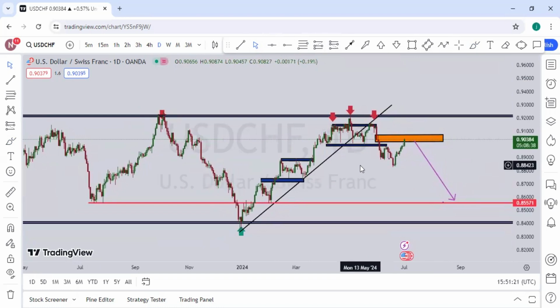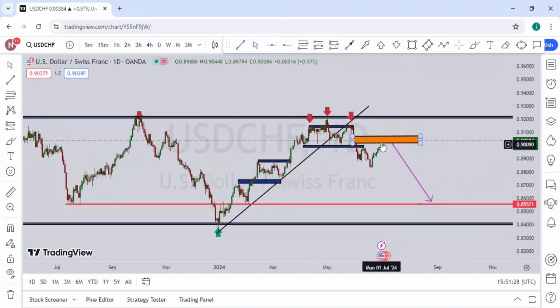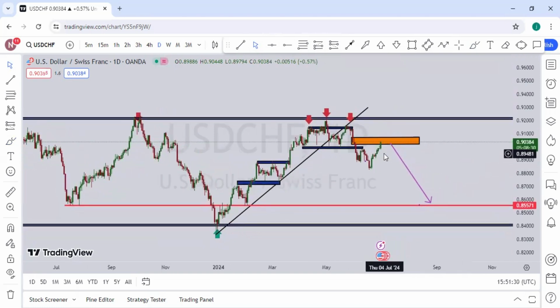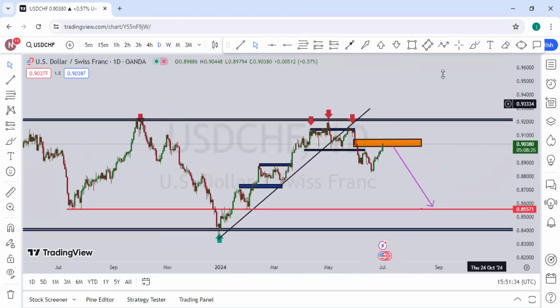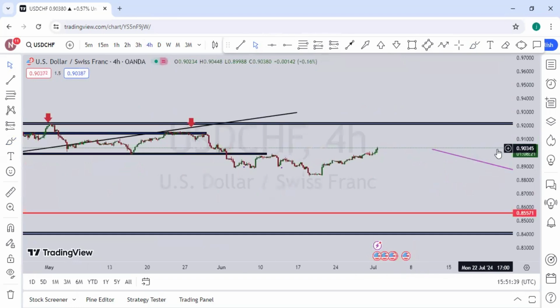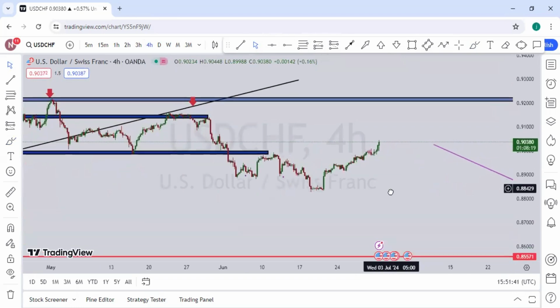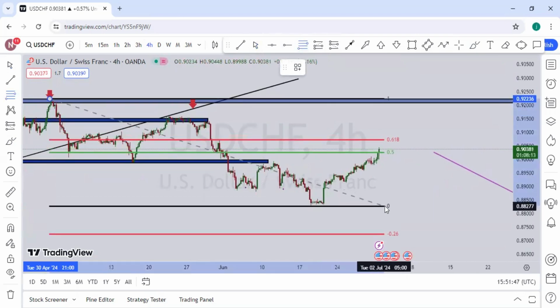Now, I will not just enter immediately because you can see clearly the market is still bullish. You can see this green candle, it's so strong. So I'm waiting on the 4 hour. Let's just go to the 4 hour. I'm waiting to see a good reaction on the 4 hour.